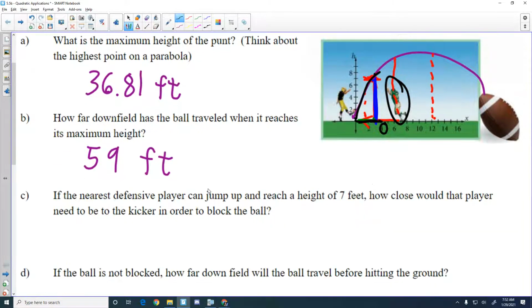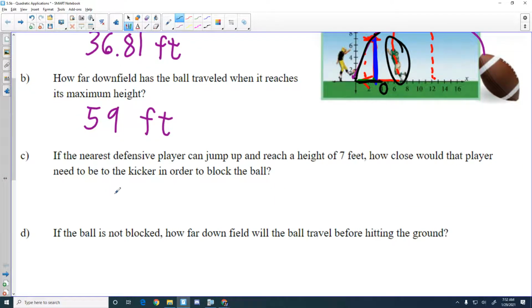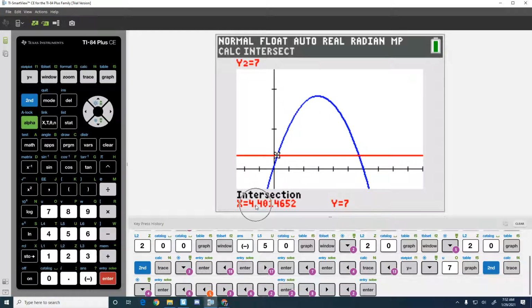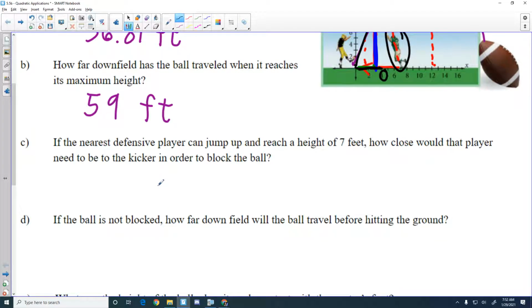All right, so back to part C. How close does that player need to be? So we're basically looking at the x coordinate here, right? That's the x coordinate when the y coordinate was 7. The x coordinate was 4.4. So that tells us that's that horizontal distance. That's how close that defensive player would need to be. 4.4 feet. As long as that defensive player is 4.4 feet or closer, we know that he'll be able to jump up and block that ball.